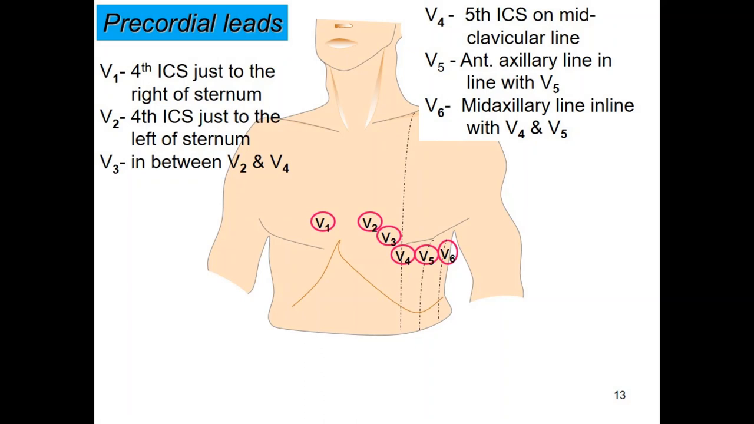That's in the fifth intercostal space. Between V2 and V3, you place V4. Place V3. Then in the same line as V4, in the anterior axillary line, is V5. The same line as V4 and V5, on the mid axillary line, is V6.